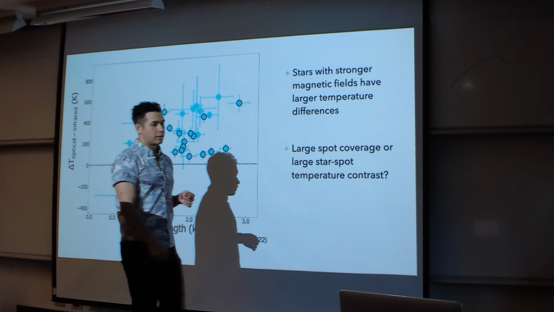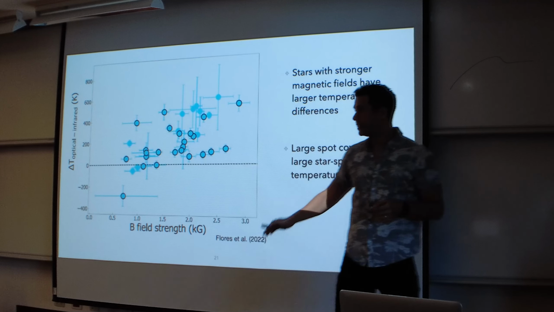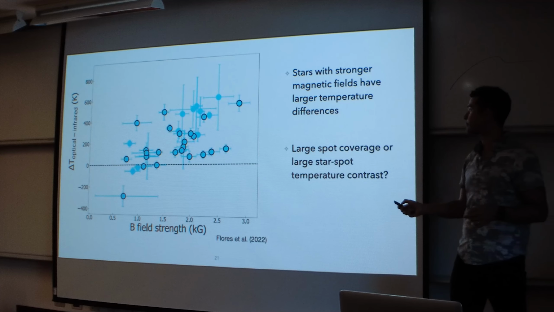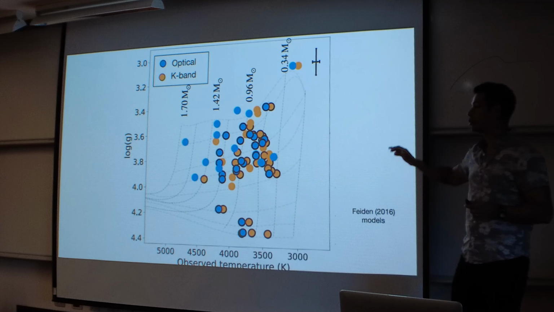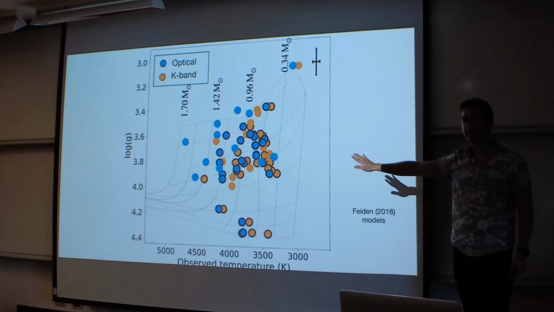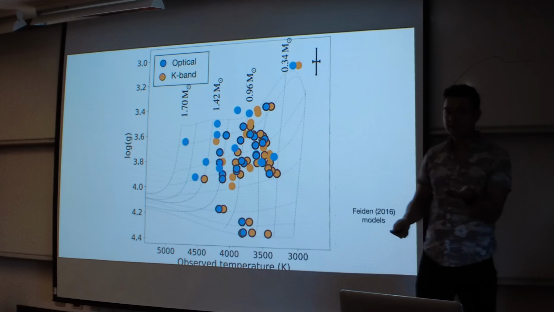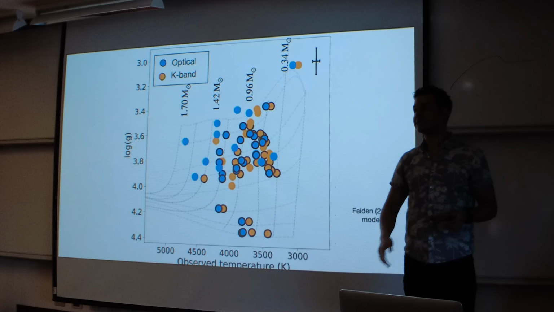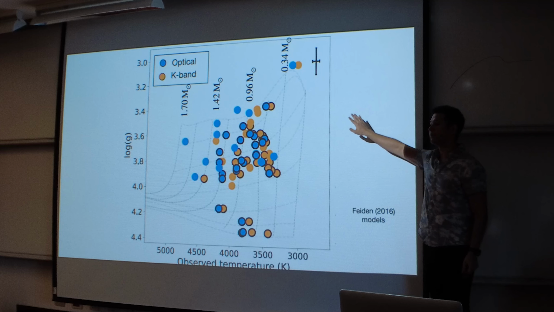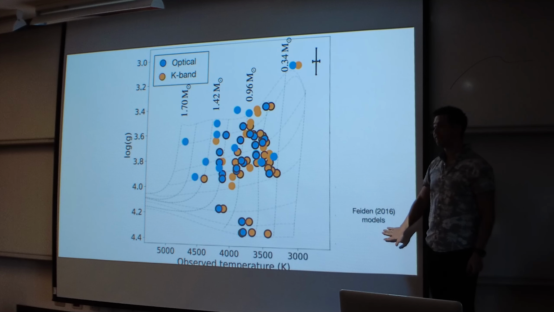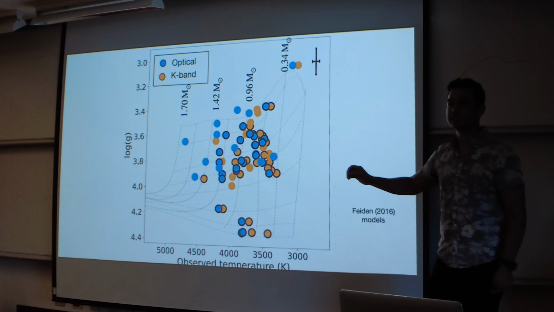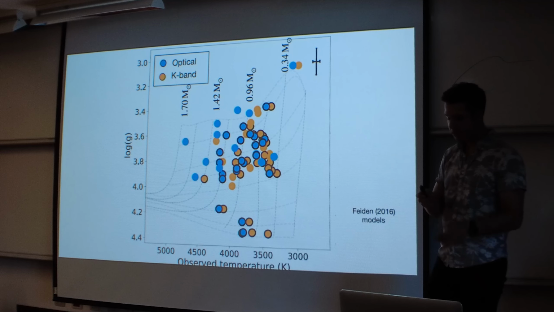The next thing I will talk to you about is how these temperature differences will influence the masses we measure in stars. So if I were to plot my whole sample in a nature diagram, this is the theoretical nature diagram. We have gravity on the y-axis and temperature on the x-axis. I have plotted some evolutionary models from Faden 2016. We can have a direct connection between the temperature of the stars and the masses.